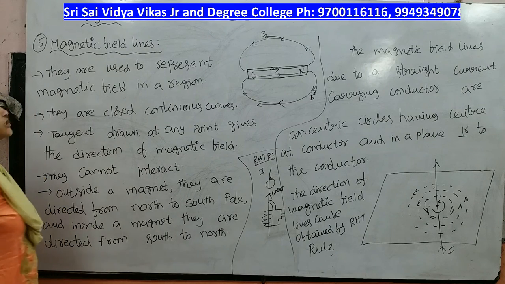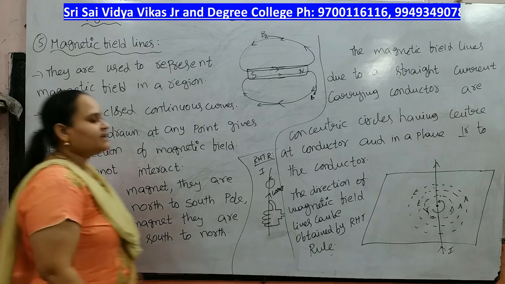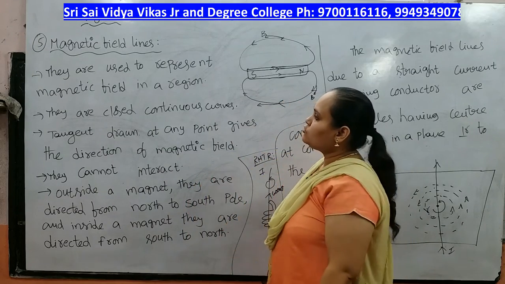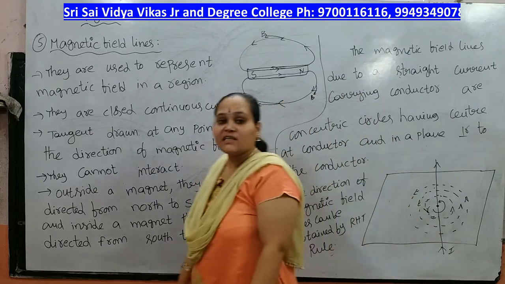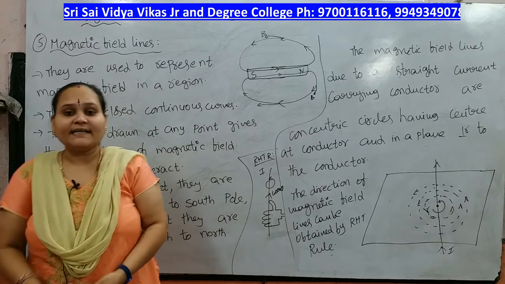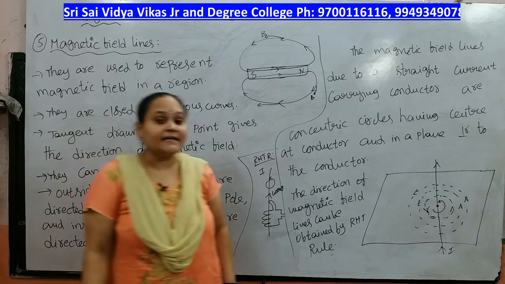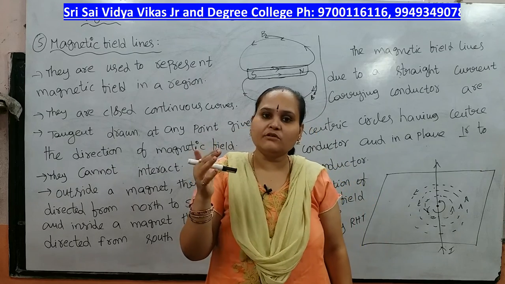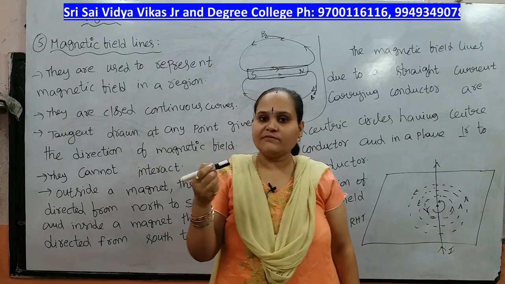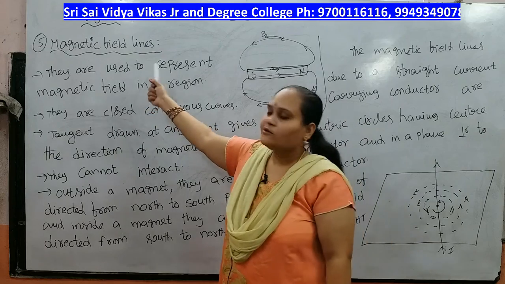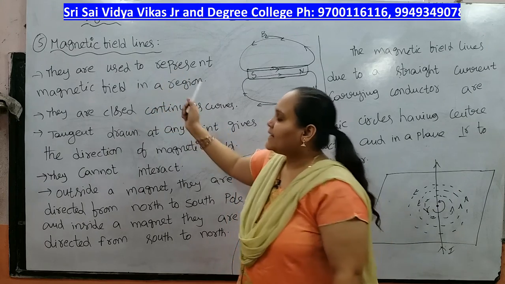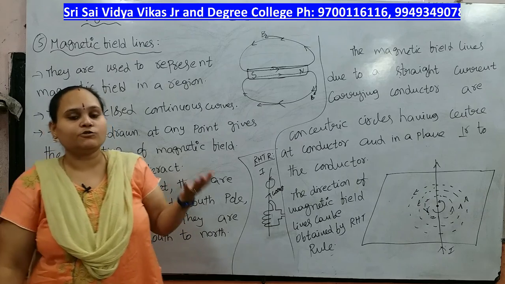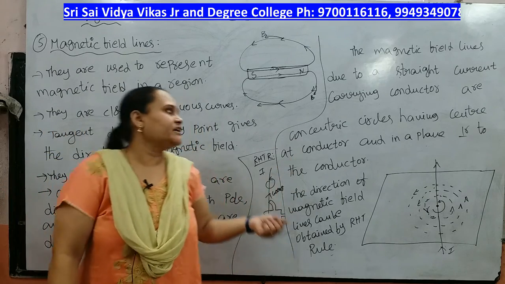So the next topic is magnetic field lines. Magnetic field lines are used to represent the magnetic field in a region. Due to the magnetic lines, we observe that a magnetic field exists there.